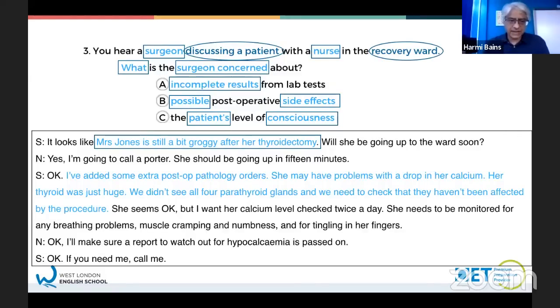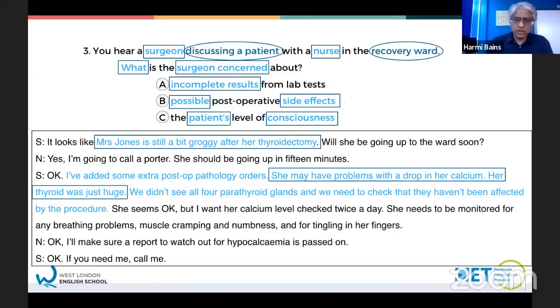So that's what the surgeon said, and just highlighted this bit here. The surgeon said, I've added some extra post-op pathology orders. She may have problems with a drop in her calcium. Her thyroid was just huge. So that was quite important here. And you can see the surgeon is talking about the post-operative side effects. She's had the operation, her calcium's dropped and her thyroid is huge. And then he goes on to talk about her glands, that they need to be checked as well. So the answer there was option B.